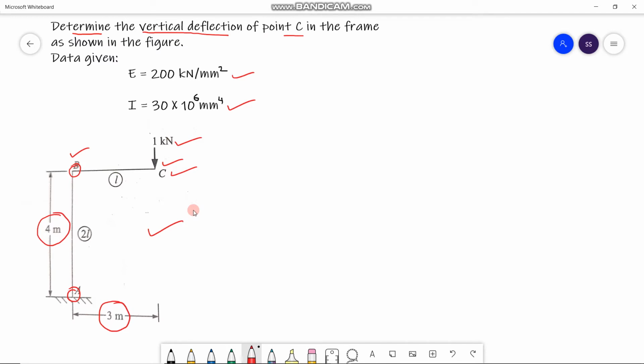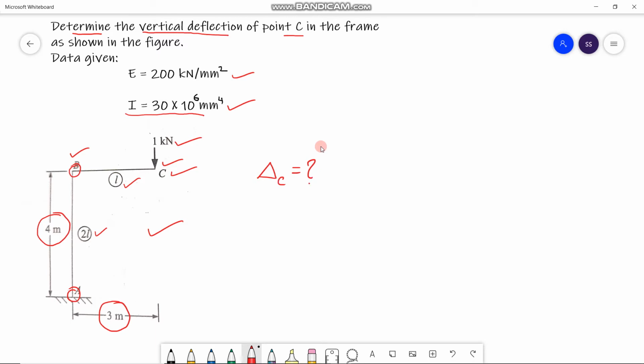In this frame, the moment of inertia for member AB is 2I, whereas for member BC the moment of inertia is I, and we have I equal to 30 into 10 to the power 6 millimeter to the power 4. Now we have to solve this numerical problem. That means we have to calculate the deflection at point C, that is, del C.